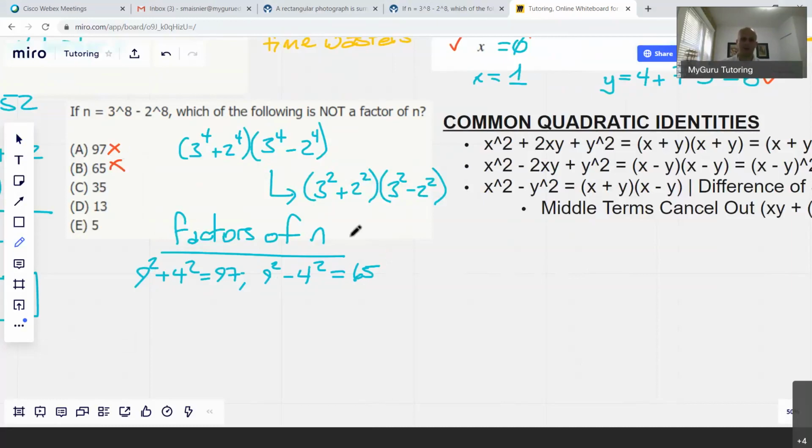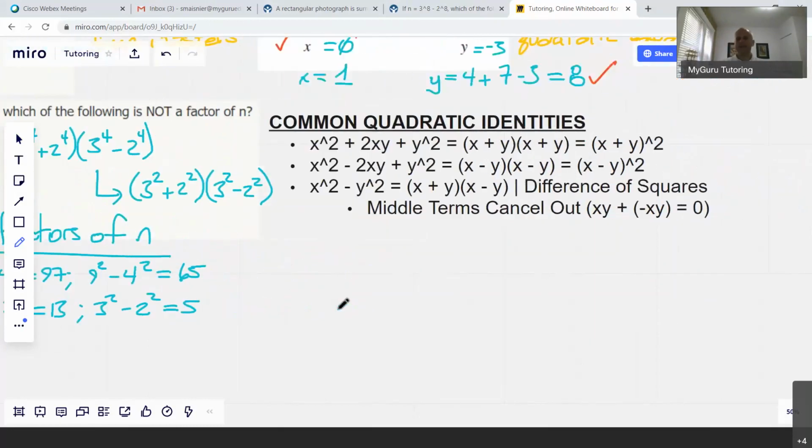But you'll also note that once we factored it down further on the right-hand side, 3 squared plus 2 squared is equal to 9 plus 4, which is 13, and then 3 squared minus 2 squared is equal to 5. Of course, those are the other two choices, D and E. So what is not a factor of n? It's got to be choice C, and that's 35.